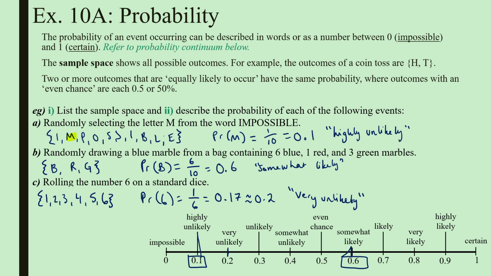That's all there is to it, guys, okay? So I find listing the sample space, so writing out all the possible things that could be drawn in that scenario, really, really helpful, because then I can figure out what it might be. Just be careful with ones like this. You are more than welcome to write B, B, B, B, B, B, 6 times for blue, 1 for red, and 3 for green, if that helps your brain see how many there are.